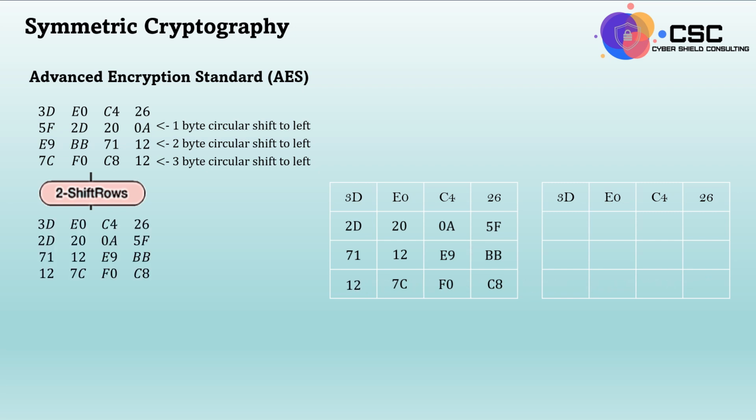Notice how now the rows are shifted, but columns remain unchanged, ensuring that each column now contains a mix of bytes from different parts of the original state. This is very important for diffusion, making the AES encryption much stronger. With shift rows complete, the next step in AES encryption is mixed columns, which further spreads the influence of each byte across the entire block, strengthening security against attacks.